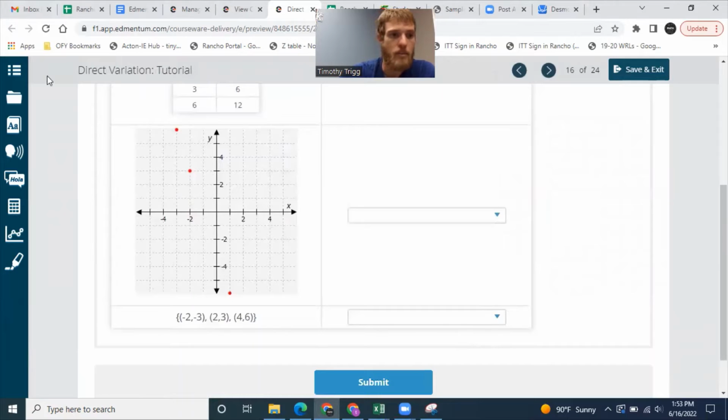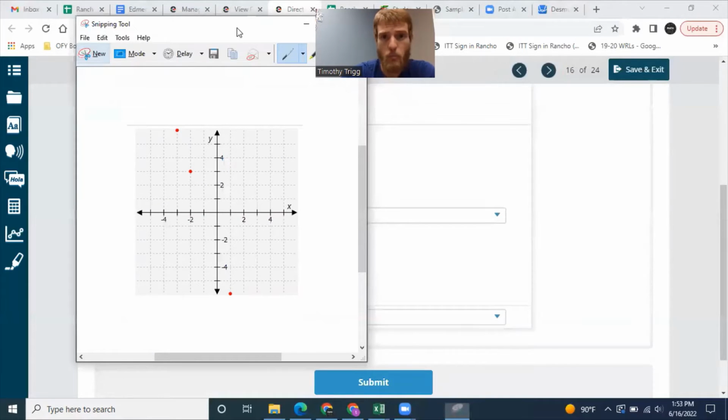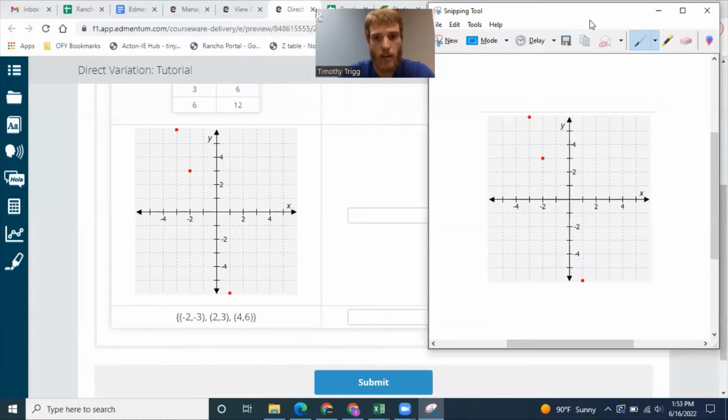What about for this second one? Here we're looking at a graph. Would this produce a direct variation? And if so, what would be the value of k or the value of m? Well, let's take a look. I can see that, do these points perfectly line up? It appears that they do, right?